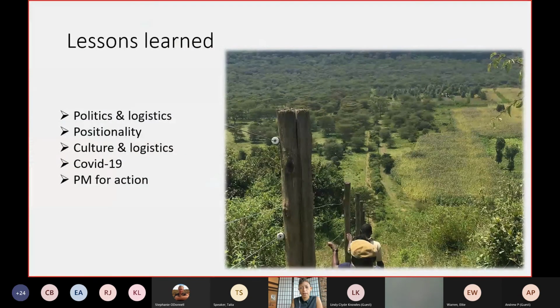There were also some other mapping-related lessons that I learned from this process as well. The first one is around politics and logistics. So there are some very interesting political issues around village boundaries that I faced during this session.